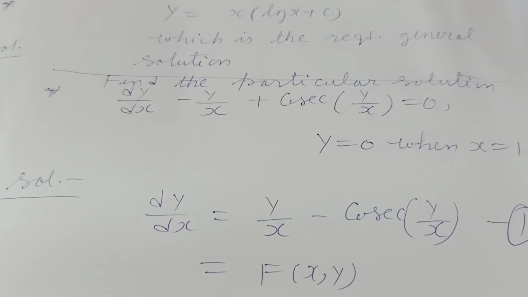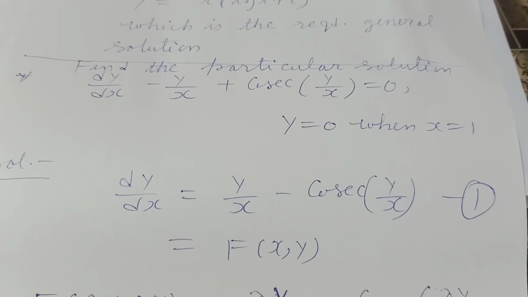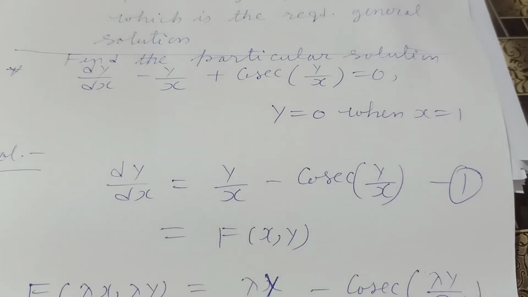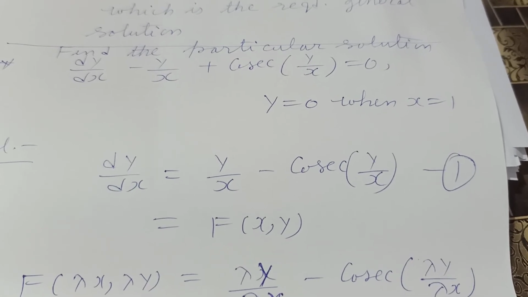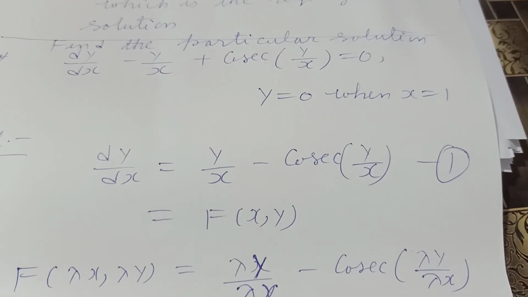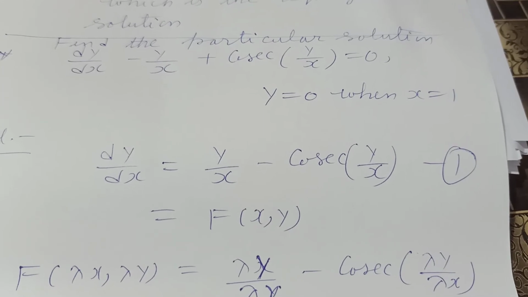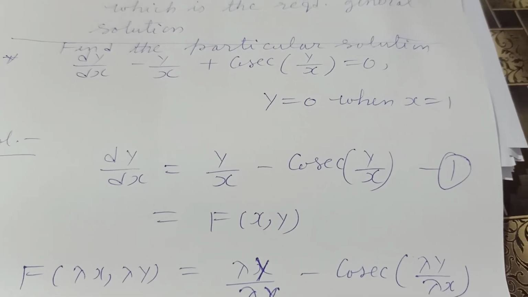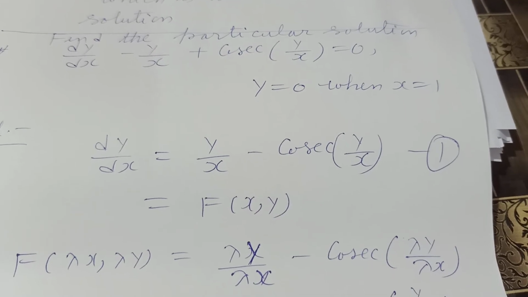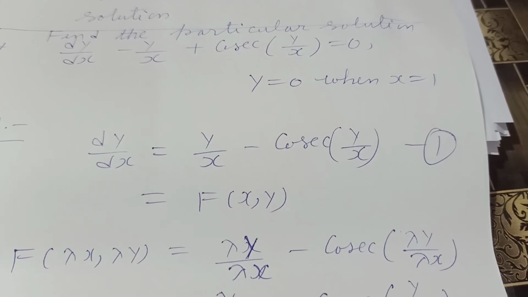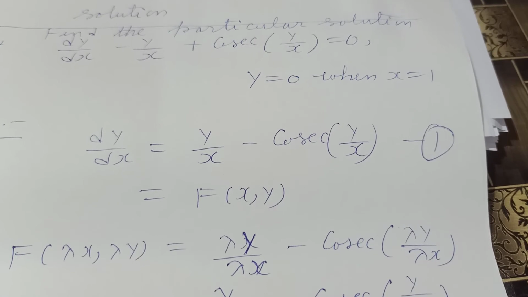Now next question, find the particular solution of dy by dx minus y by x plus cosec y by x equal to 0, y equal to 0 when x equal to 1. Here we have to find the general solution first, and then using the conditions y equal to 0 and x equal to 1, we will find the value of c. Then we will get the particular solution.